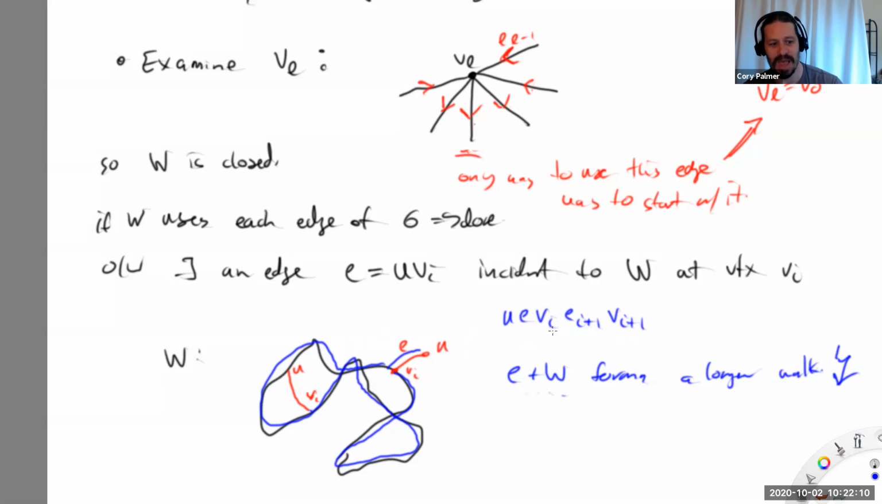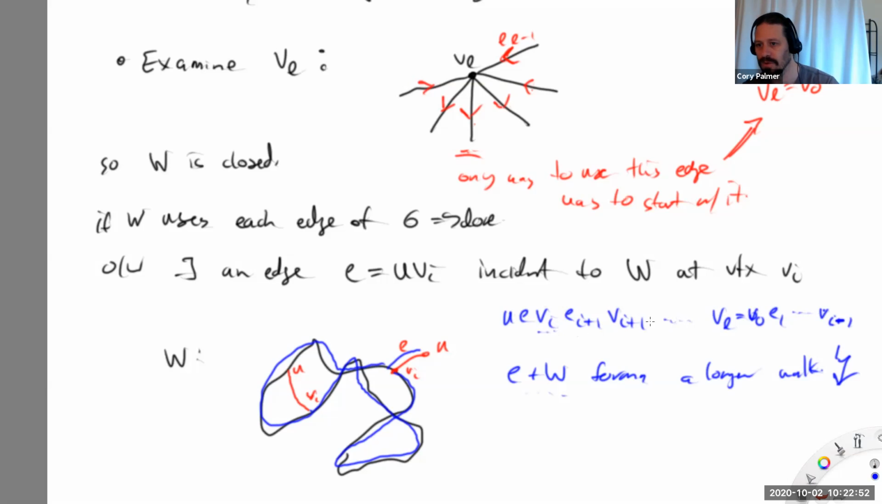But you have to be careful because maybe it just so happened that VI was VL, and so the next VI plus 1 is V naught. So there's a modulo index, whatever, but this goes on and then eventually reaches VL, which equals V0, right? And then that continues to E1, and then this thing continues until we reach VI minus 1, the vertex before this vertex on the walk.